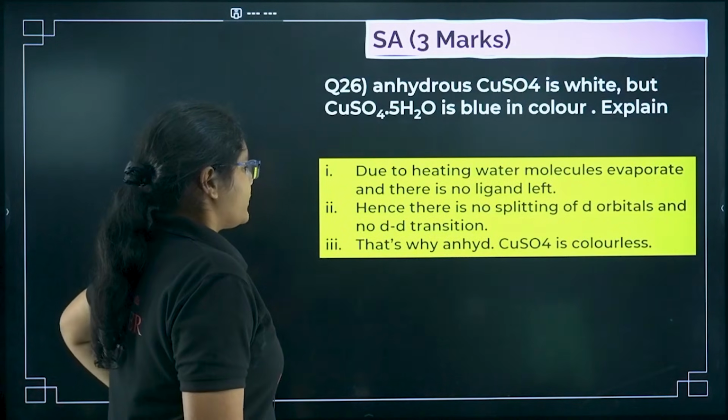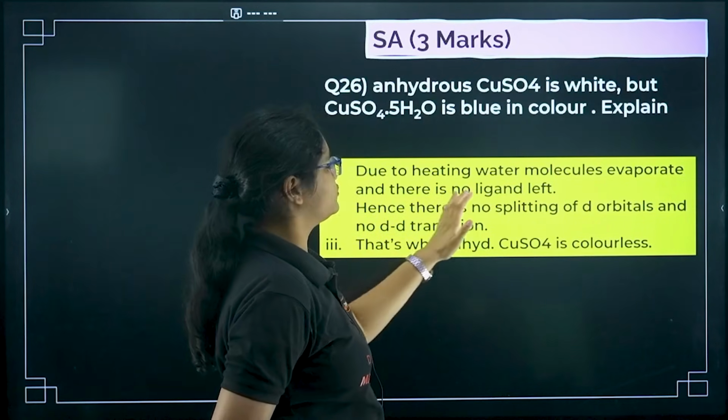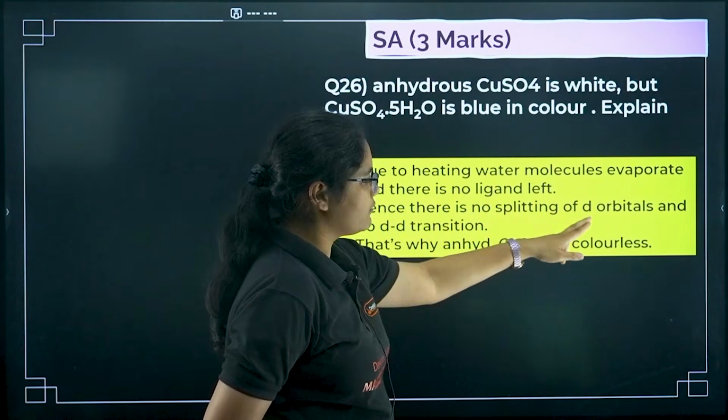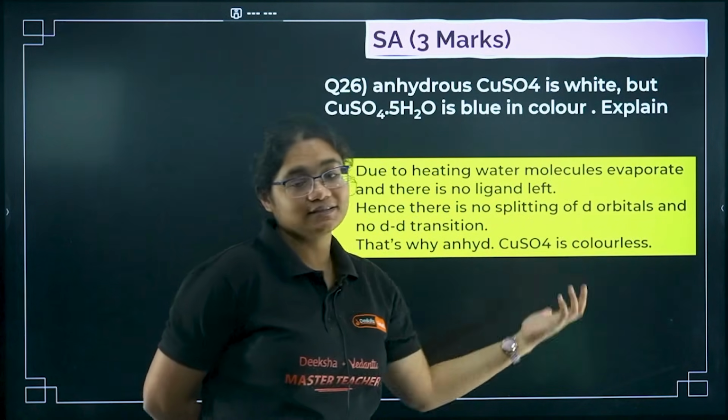So you can see, due to heating the water molecules evaporate and there is no ligand left, hence there is no splitting of d orbitals and no d-d transition. That's why anhydrous copper sulfate is colorless.